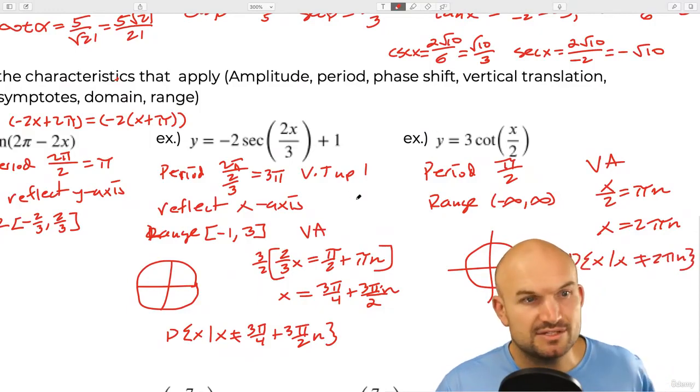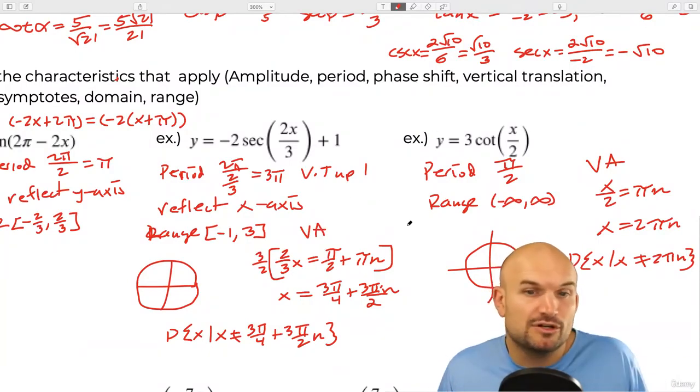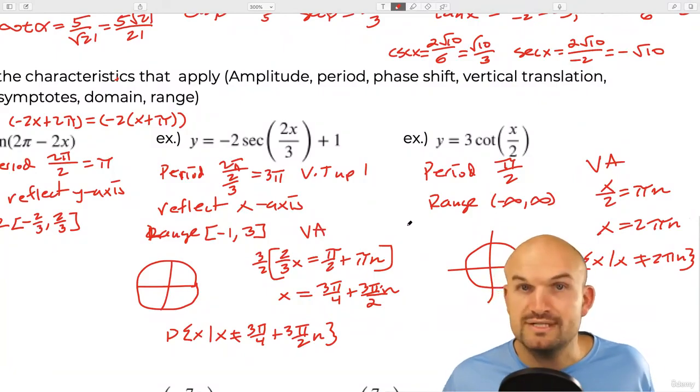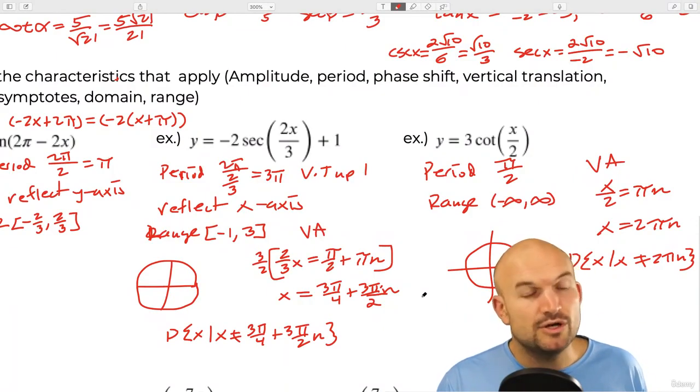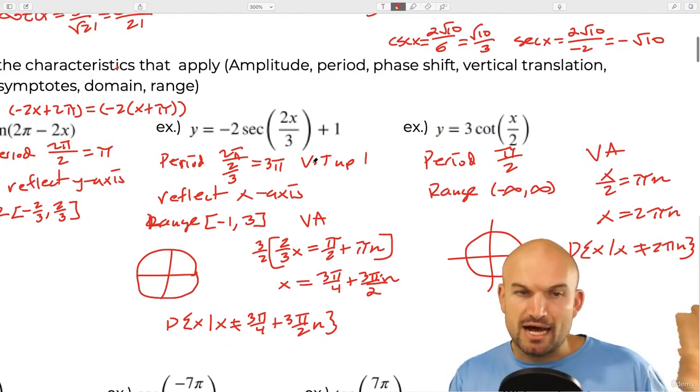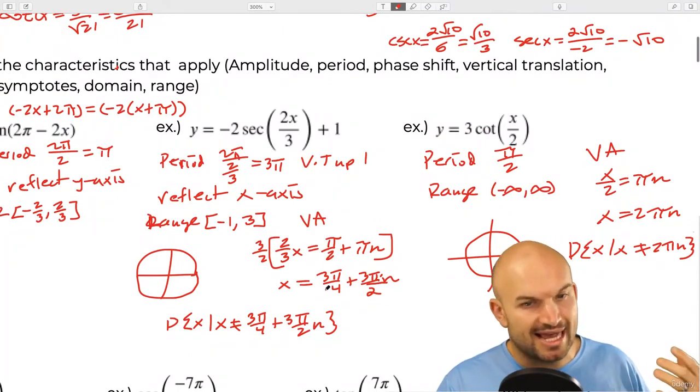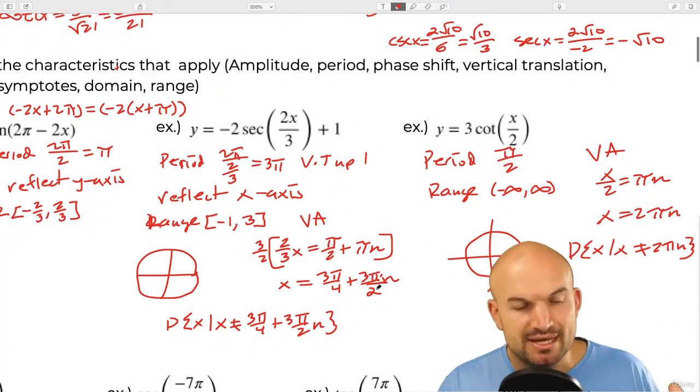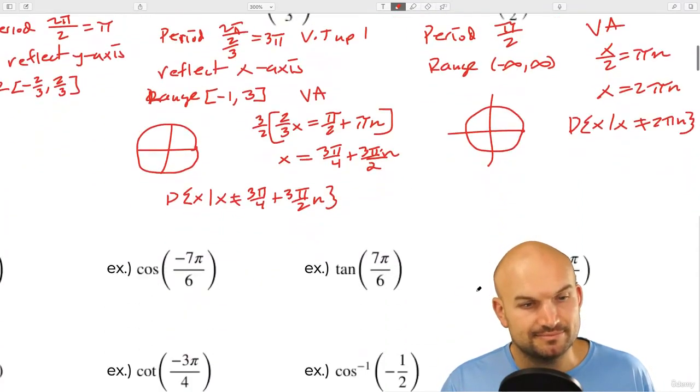And there's nothing else going on with that one. I mean, it's being vertically stretched, but that's not one of our characteristics. So just make sure you know all the characteristics as well as how to apply them to the functions, and make sure you know the asymptotes and the domain and range for those graphs.